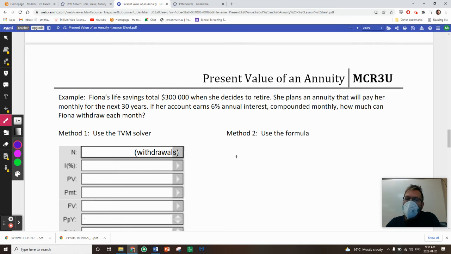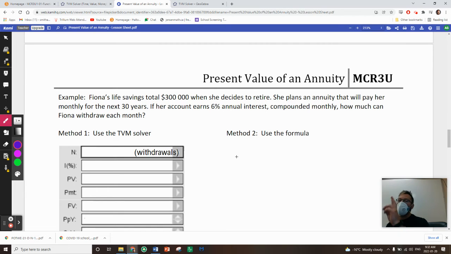Super relevant question. Fiona has saved up $300,000 when she decides to retire. Ideally, after yesterday, you all have that in mind. We're saving up as we work. We get to our retirement, we have a large chunk of money saved up, but it's now time to live off of that money. And Fiona wants to plan. So she wants to stretch her money out for the next 30 years. So it's in her best interest to make a plan to make sure she withdraws what she can so she doesn't run out of money. Her money lasts that long.